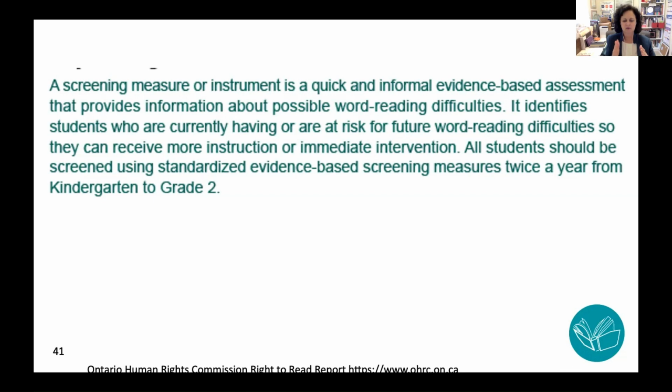So we need to know beginning, middle, and end of year, the percentage of students who are at risk. It's the job of our three-tiered model to reduce the percentage of students who are at risk from the beginning to the end of the year.